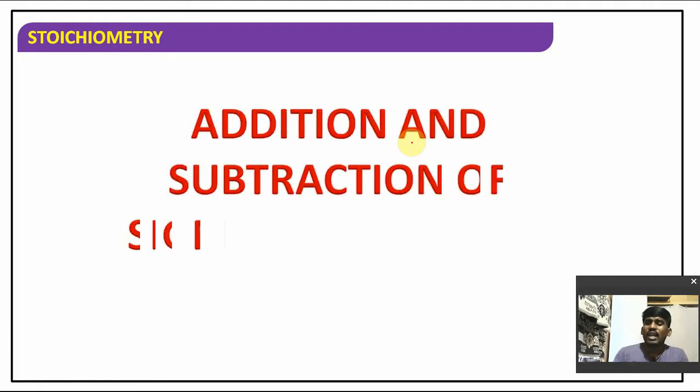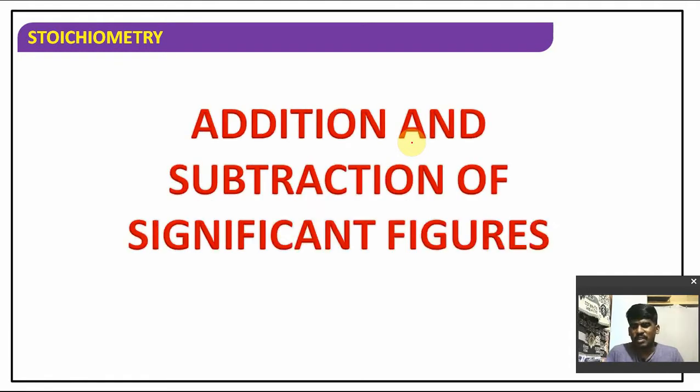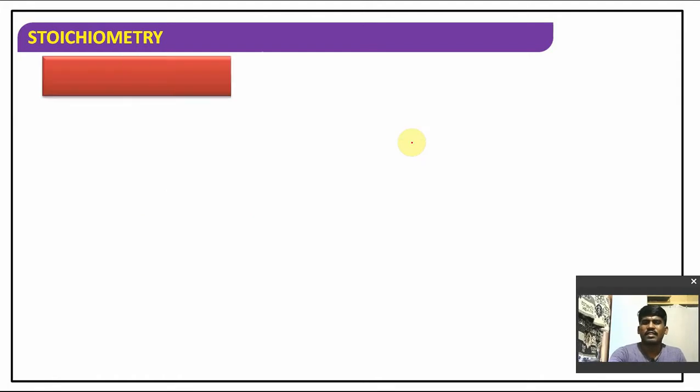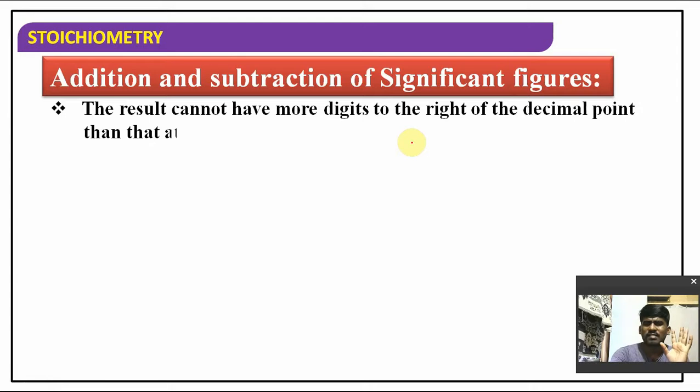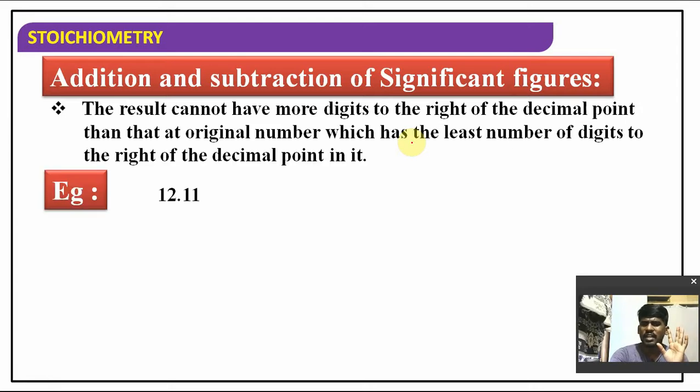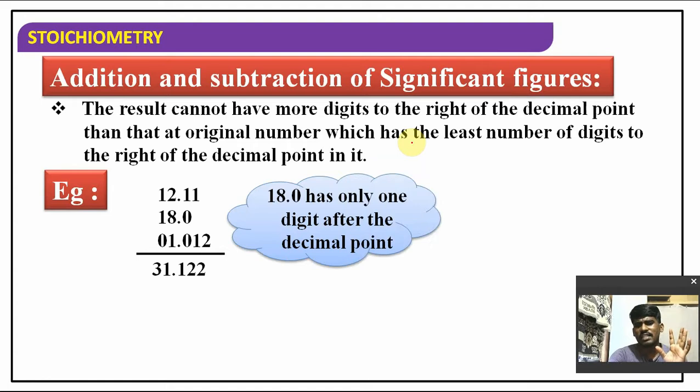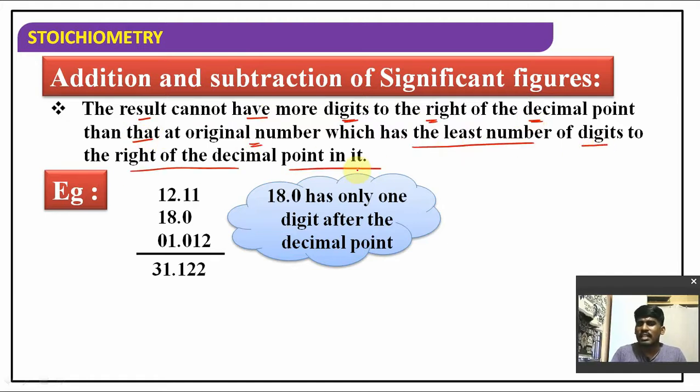And then, while we are adding or subtracting, how do you use the significant figures? Just see, observe it carefully. Addition and subtraction is very simple, guys. I'll just be reading out the rule for you, then it is very easy to understand. The result cannot have more digits to the right of the decimal point than that of the original number which has the least number of digits to the right of the decimal point in it.